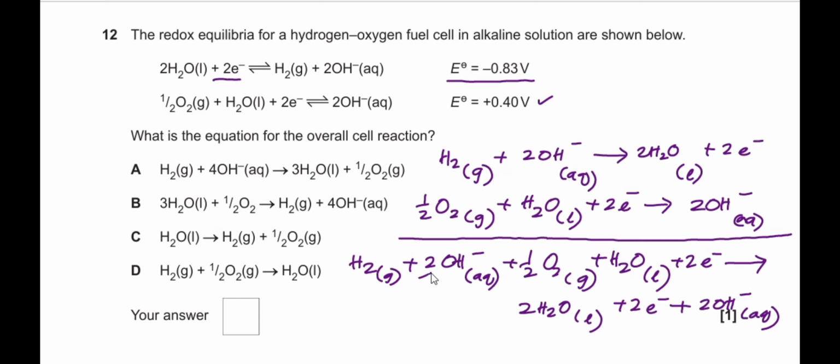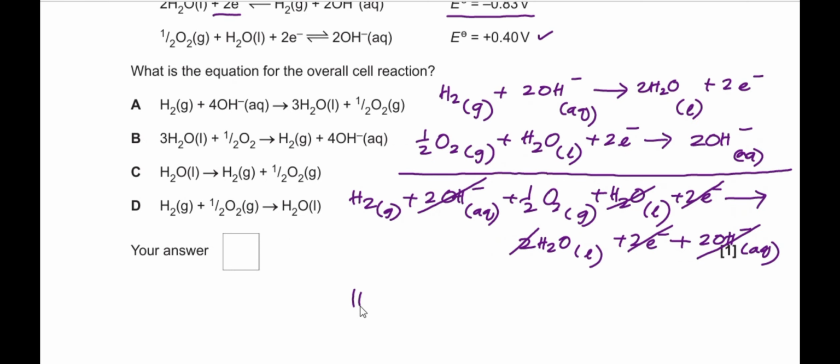So there is 2OH minus here and 2OH minus here. We can cancel them. We have got 1 H2O cancels against 1 H2O from here. Both the electrons go away from both sides. So finally we have got the overall equation, which is H2 gaseous plus half O2 gaseous gives, on the other side, H2O liquid. And going by the options here, no, no, no, and it is D.